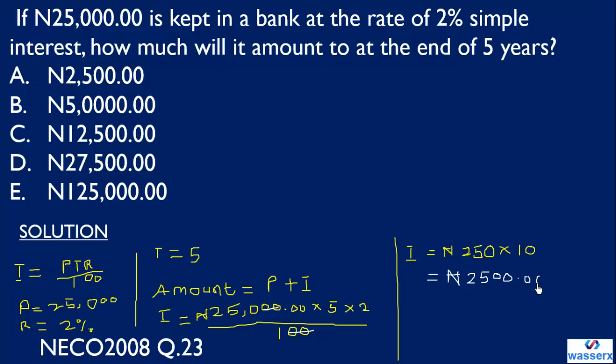2,500 naira. So the amount will now be equal to the addition of the principal, which is 25,000 naira, plus the 2,500 naira, and this will give us 27,500 naira.